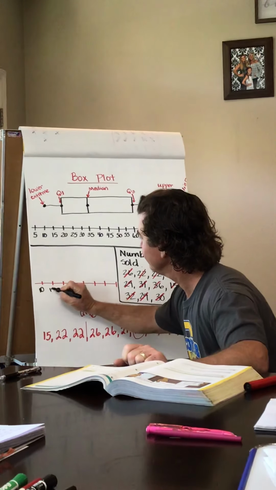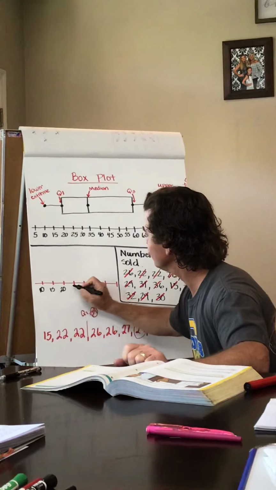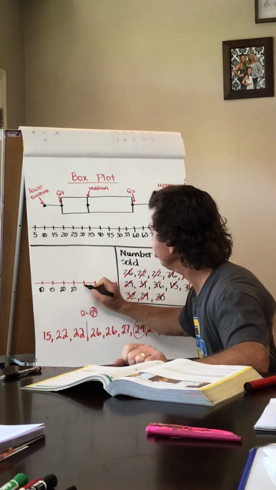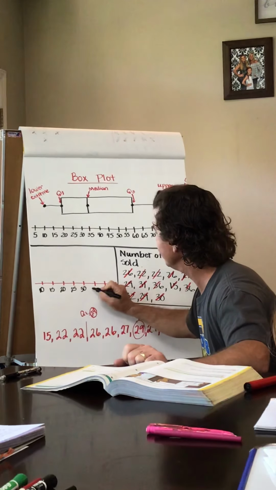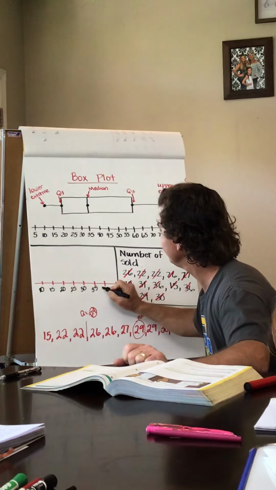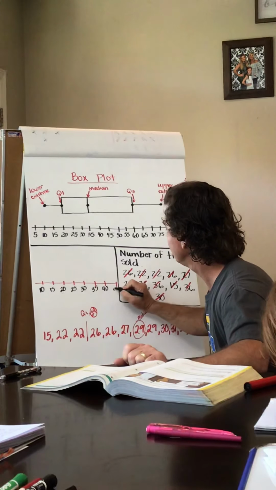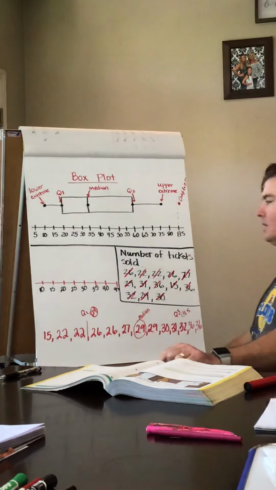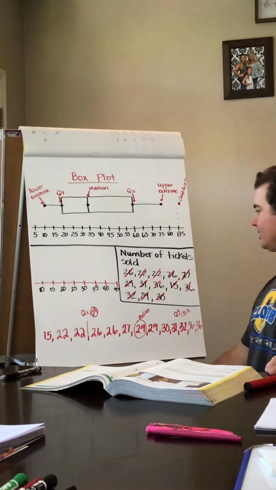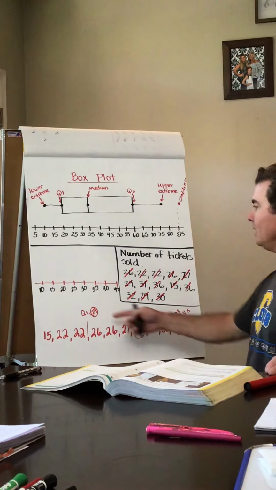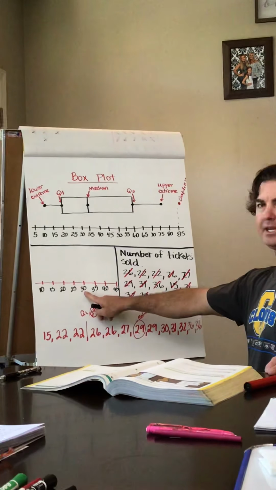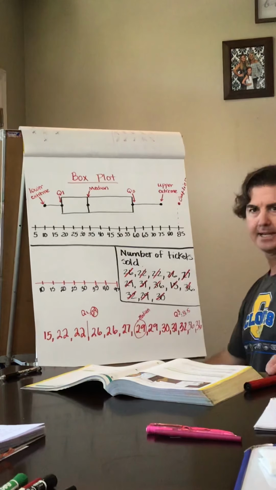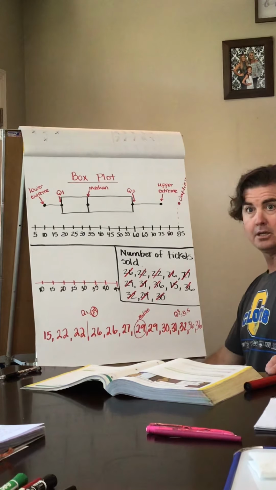10, 15, 20, 25, 30, 35, 40, 45. Okay, now here's a common problem that kids run into. Well, my median was 29, so I want to make one of my number lines 29. Well, what are you going to count by to get to 29? It's ones? So then what?